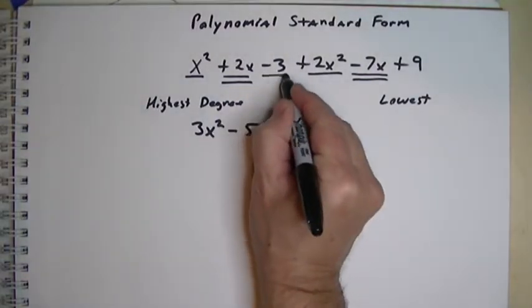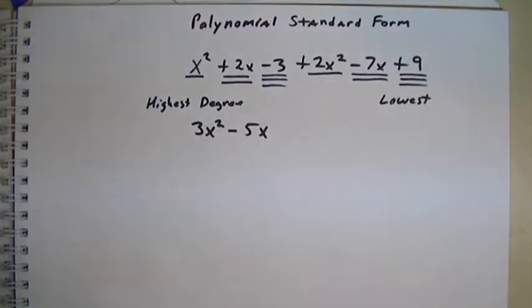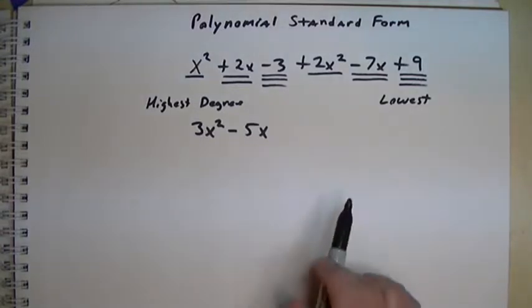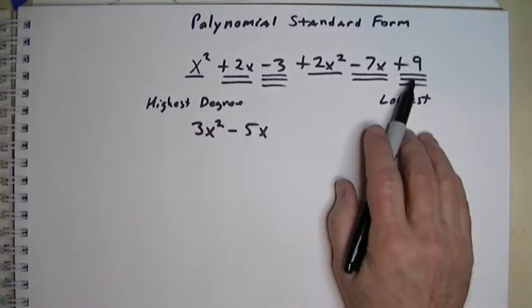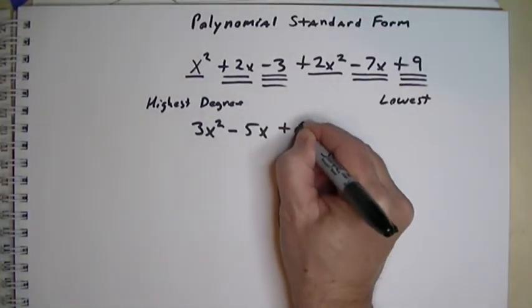Finally, our constant terms can be combined. And if you're at this point in your mathematical career, you've probably been combining constant terms already as part of equation solving, so this shouldn't be anything new. We've got a negative 3 here, we got a positive 9 here. We're going to combine those together. We'll get a positive 6.